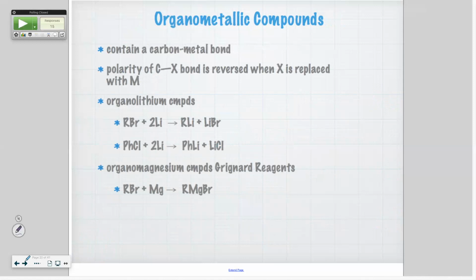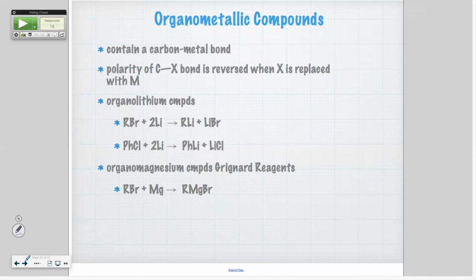Okay. Organometallic compounds contain a carbon-metal bond. Okay. Get it? Organometallic. Yeah. Sometimes we make sense. It's amazing. All right. So the C-X bond is reversed when X is replaced with M. M stands for, what do you think? Metal. Okay. What does X stand for?